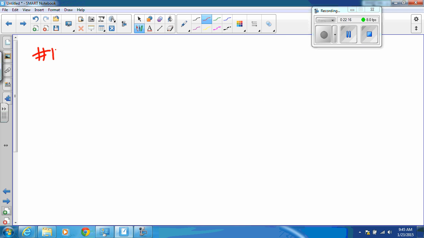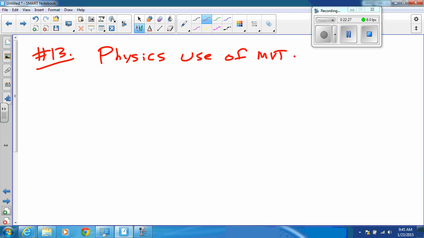Number 13 is a good example of what I call the physics use of the mean value theorem. And here's what I mean by this. If you are measuring something physically, it is impossible for you to measure an instantaneous rate of change, because you would have to do the limit as delta t goes to 0, and there's no physical way to let delta t approach 0. That's a mathematical concept.